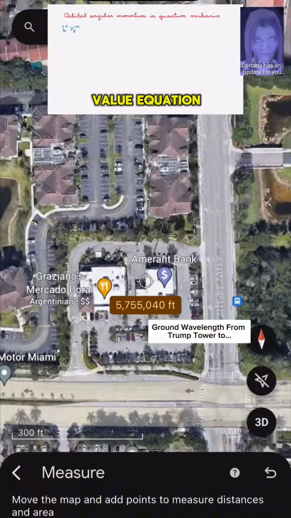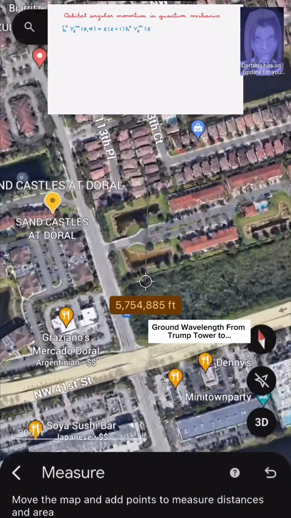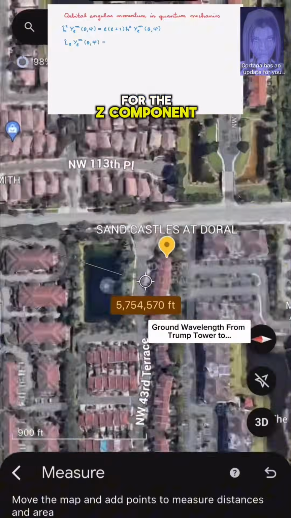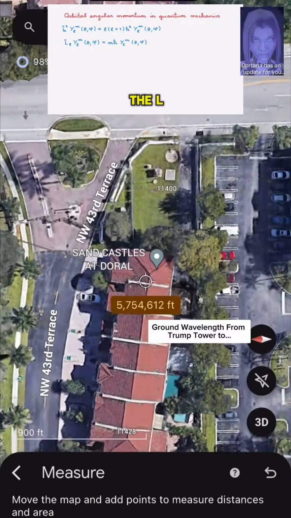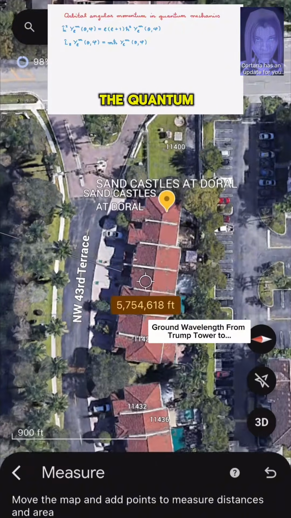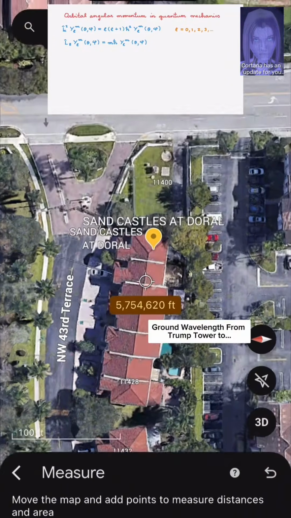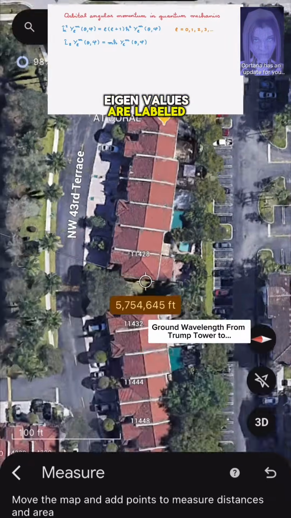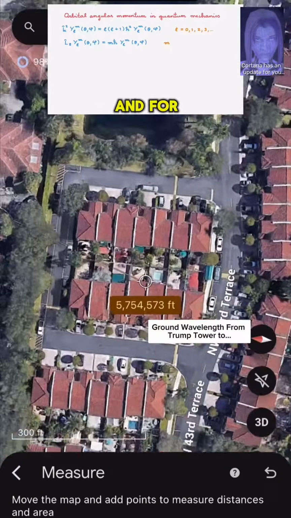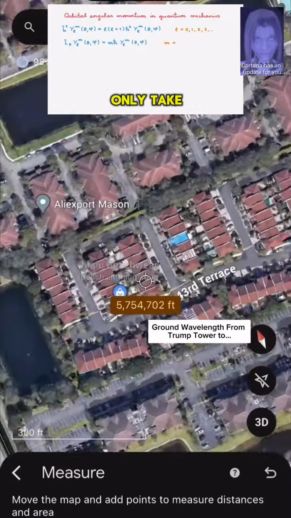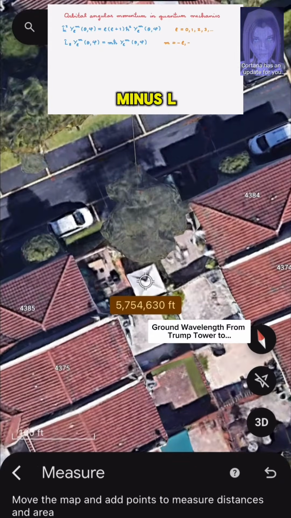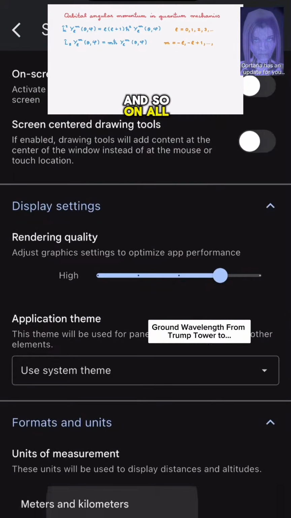This is the eigenvalue equation for the squared angular momentum, and this is the eigenvalue equation for the z component of orbital angular momentum. The L squared eigenvalues are labelled by the quantum number L, and it can only take non-negative integer values, and the Lz eigenvalues are labelled by the quantum number M, and for a given L, M can only take one of the values minus L, minus L plus 1, and so on, all the way to L.